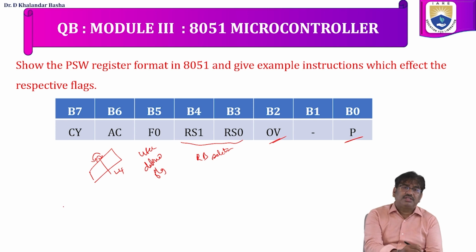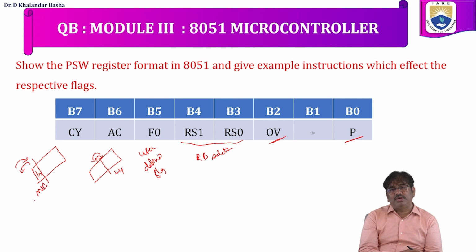The last bit, which is carry flag, if any carry is generated or any borrow is taken at the MSB position, then the carry flag will be set to 1. If there is no carry, no borrow in the MSB position, carry flag is equivalent to 0.